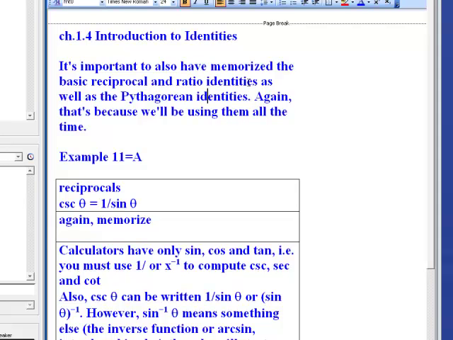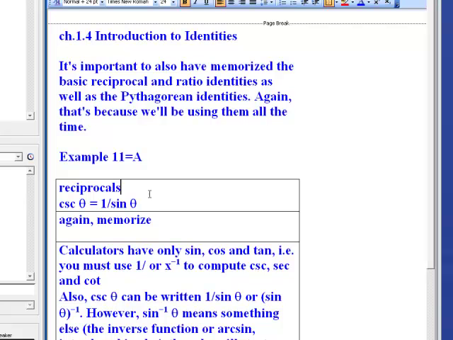You need to know the ratio identities, which are, for example, tangent equals sine over cosine. And you need the Pythagorean identities, such as sine squared plus cosine squared equals 1. You can always look them up, which should be in the front or back of your textbook. But still, we need them all the time, and that's why they need to be memorized.